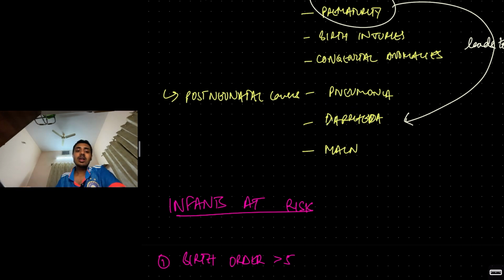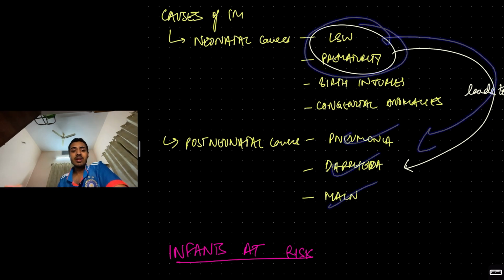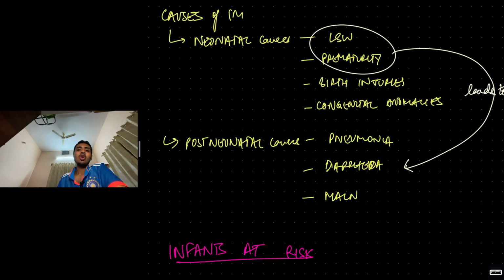Why do we say that low birth weight and prematurity is the root cause? Low birth weight and prematurity itself can lead to pneumonia, diarrhea, malnutrition. They themselves are risk factors. So low birth weight and prematurity is the root cause of infant mortality in India. So these are the causes of infant mortality: neonatal causes, post neonatal causes. Most common cause, low birth weight and prematurity.